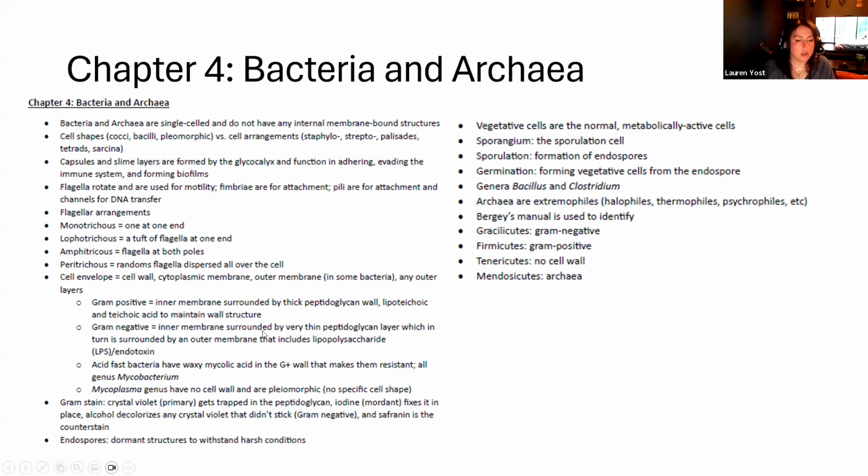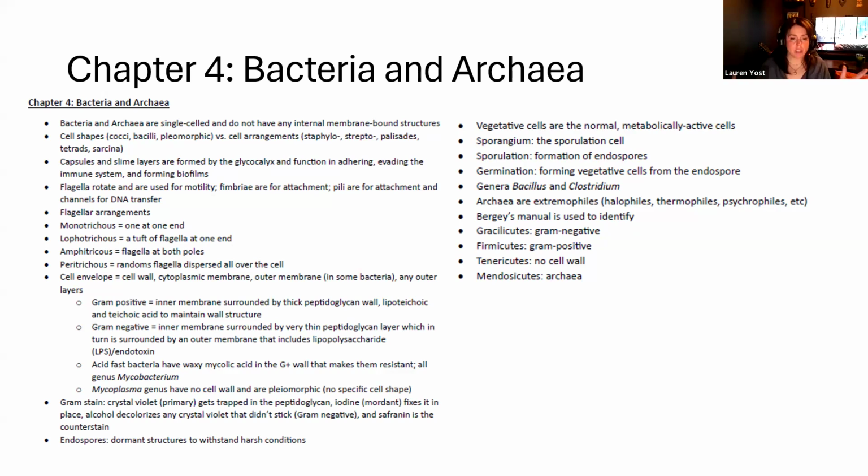The endospores, these are dormant structures that bacteria make to withstand harsh conditions. Usually there's no nutrients of some kind. So they make endospores, but only Bacillus and Clostridium do this. Not all bacteria. Do all bacteria make endospores? Absolutely not. Only Bacillus and Clostridium. If its name isn't Bacillus blah blah blah or Clostridium blah blah blah, it doesn't make endospores.